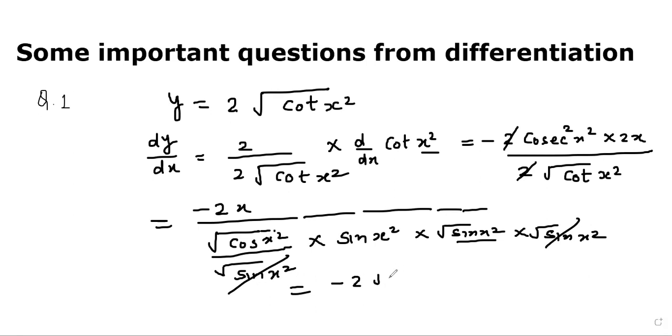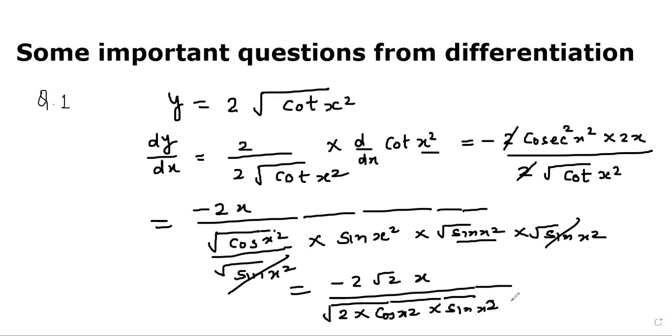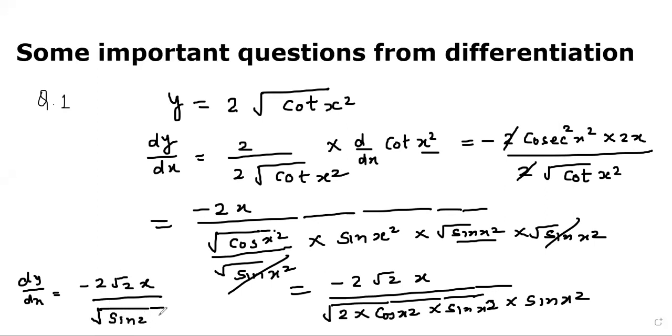So minus 2 root 2 x divided by 2 into cos x square into sine x square times sine x square. And this is the formula of sine 2 theta. So we will get dy by dx equal to minus 2 root 2 x divided by root sine 2 x square times sine x square. I think you must have understood.